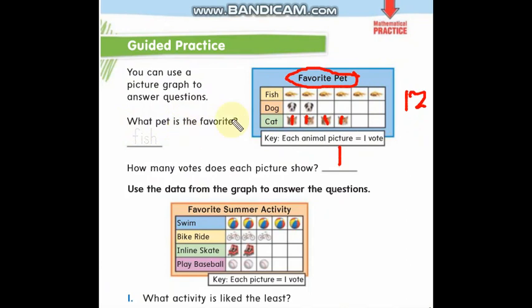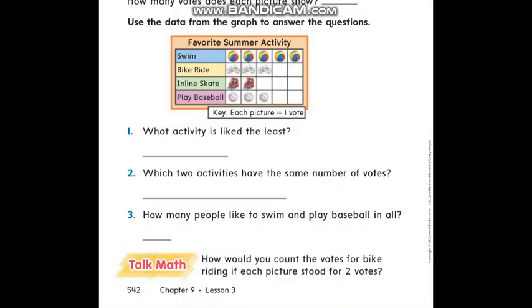The fish. How do you know it's the fish? Because it has more votes than the other pets. So as you can see here, there's 1, 2, 3, 4, 5, 6. So you can say 6 people voted for the fish as their favorite pet. And how many votes does each picture show? One vote. Well done. So each picture shows one vote.